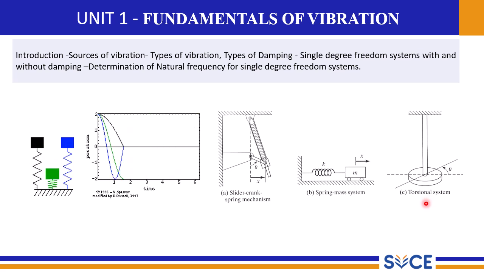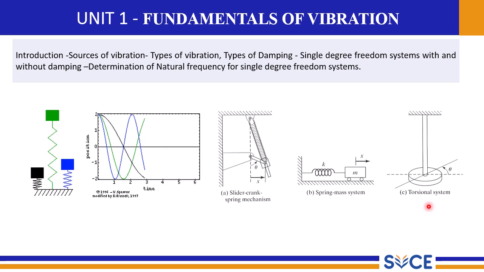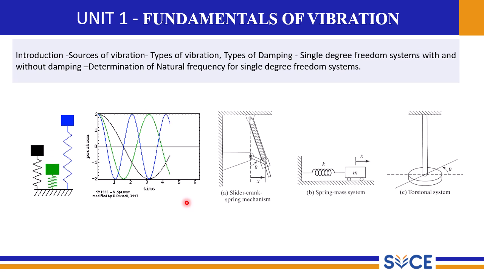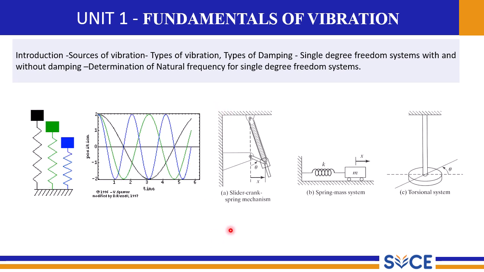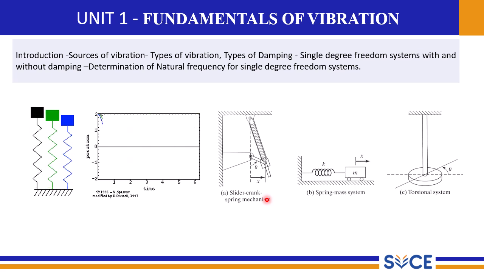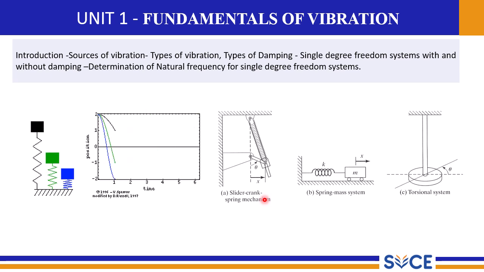Finally, we will learn how to determine the natural frequency of these single degree of freedom systems, which is a fundamental parameter in vibration analysis. As you can see from these illustrations here, we will be looking at various examples like simple spring mass systems, torsional pendulums, and even mechanisms that can exhibit vibrations. This unit will provide you with the essential building blocks to understand and analyze more intricate vibration problems in the subsequent units.